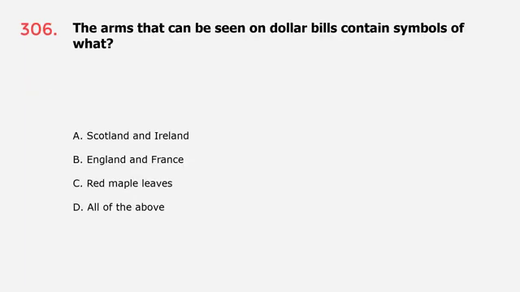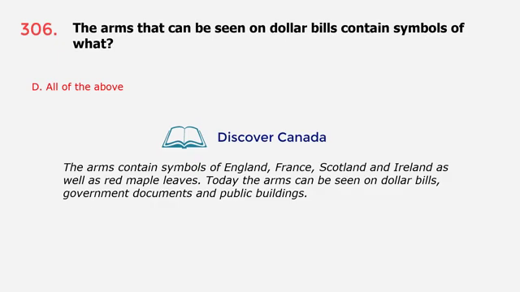Question 306. The arms that can be seen on dollar bills contain symbols of what? A. Scotland and Ireland. B. England and France. C. Red maple leaves. D. All of the above. The answer is D. All of the above.